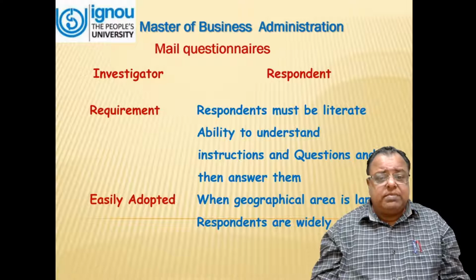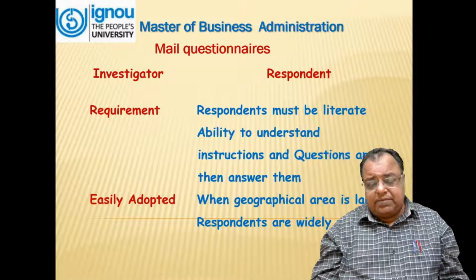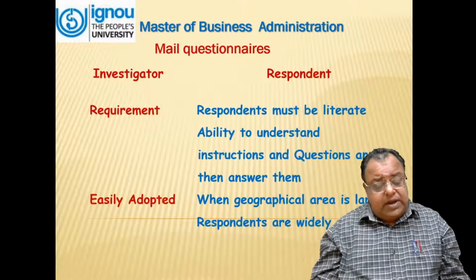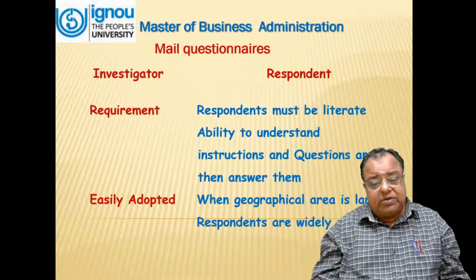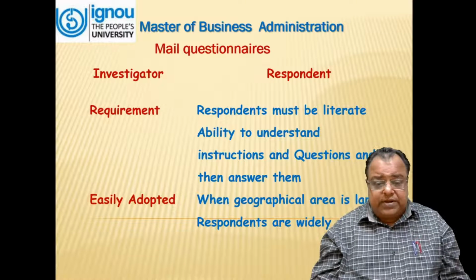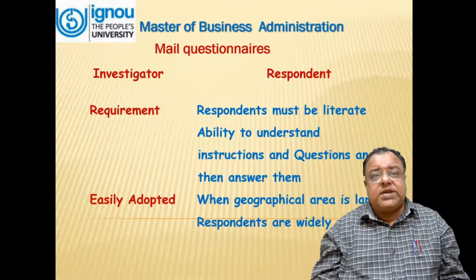Second method is mailing a questionnaire. Here, the same thing is there, the investigator and a respondent. But this has some requirements. Respondent must be literate. One should have the ability to understand the instructions and questions and then answer them. It is easily adopted when the geographical area is large and respondents are widely spread.